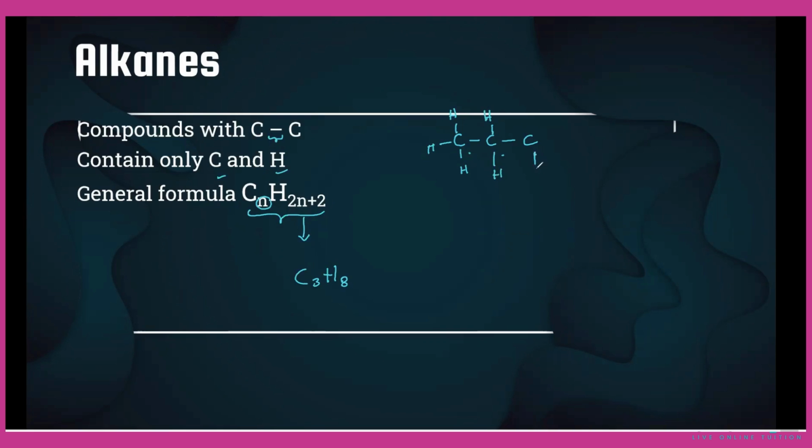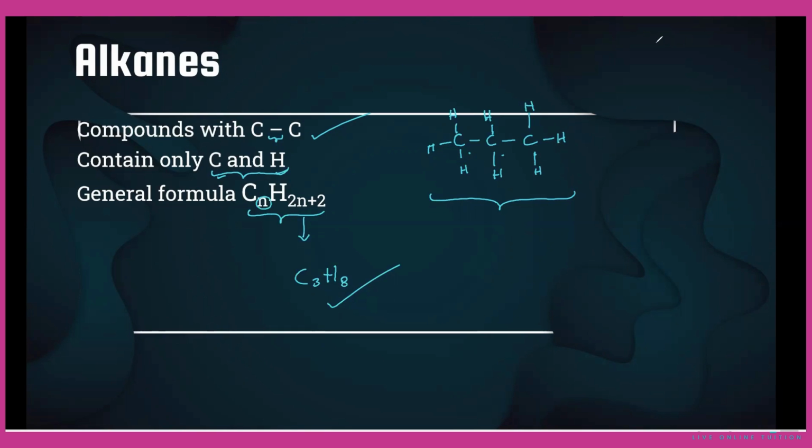Here comes the 5th hydrogen, 6th one, 7th one, and 8th one. Yes, of course, this follows the general formula. Also, it has all the carbon-carbon single bonds of the functional group, and it consists only of C and H. Other than that, we don't have any other atoms here. So this is an alkane.